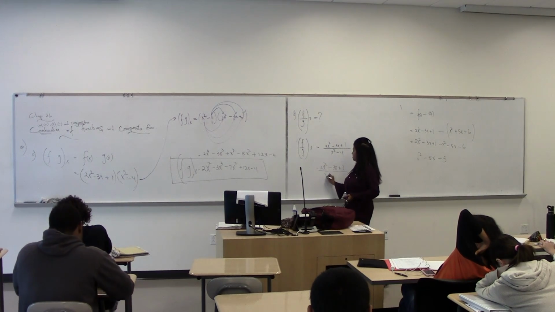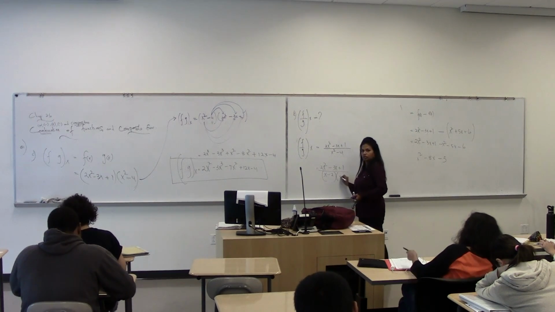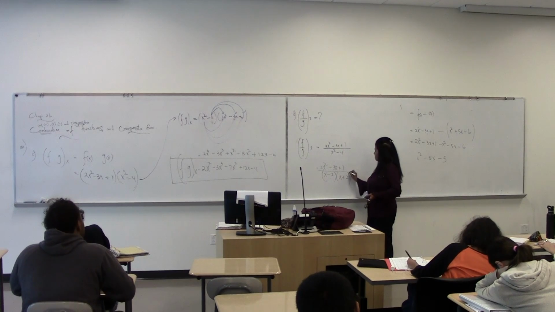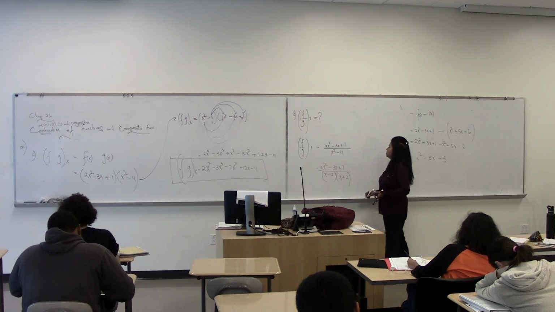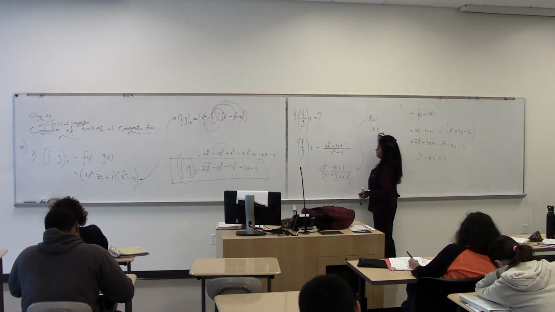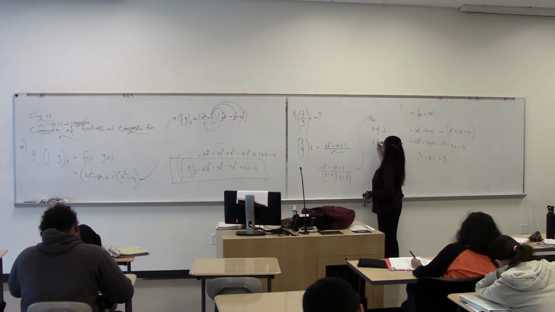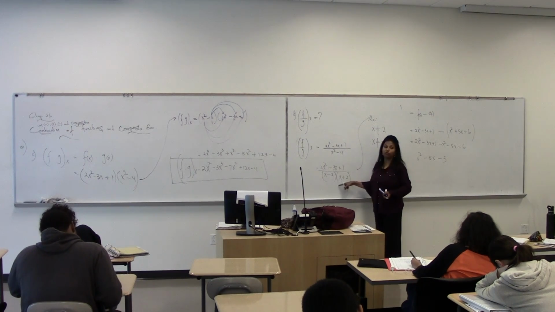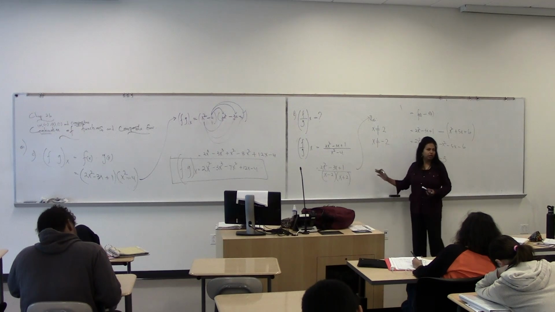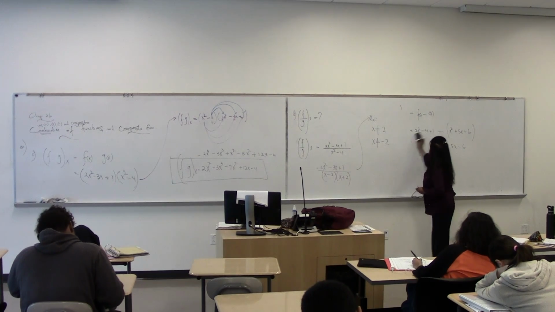So what are the factors of this? X minus 2, x plus 2, very good. So now you state the restrictions. What's the restriction? X cannot be equal to 2 and x cannot be equal to negative 2. Each of these factors cannot equal 0, and then you solve for x. Okay?